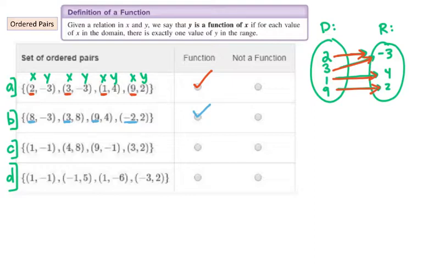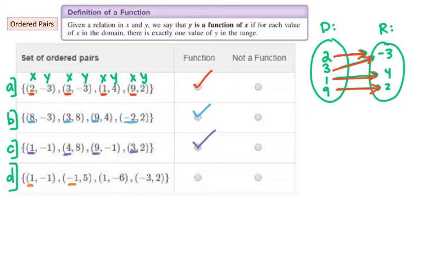Let's look at the next example. 1, 4, 9, and 3. Again, same issue here: each input is different. So I know I won't have any contradictions of the same input giving different outputs. Let's look at the last example.